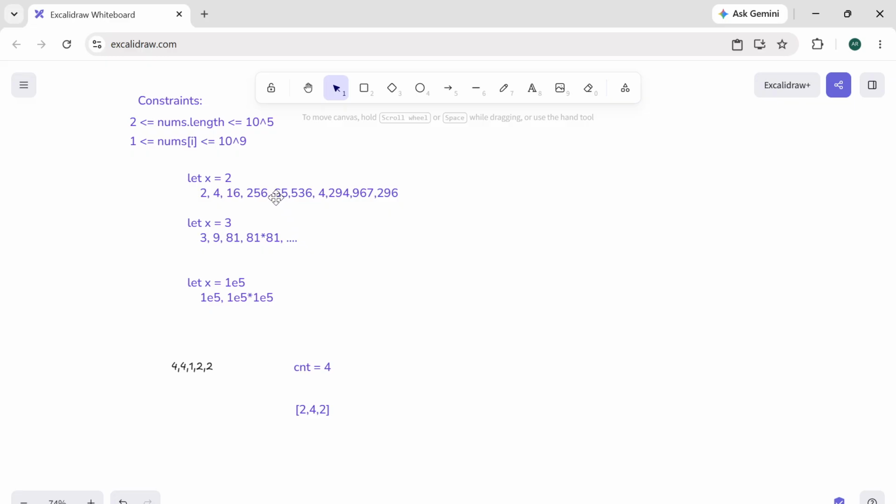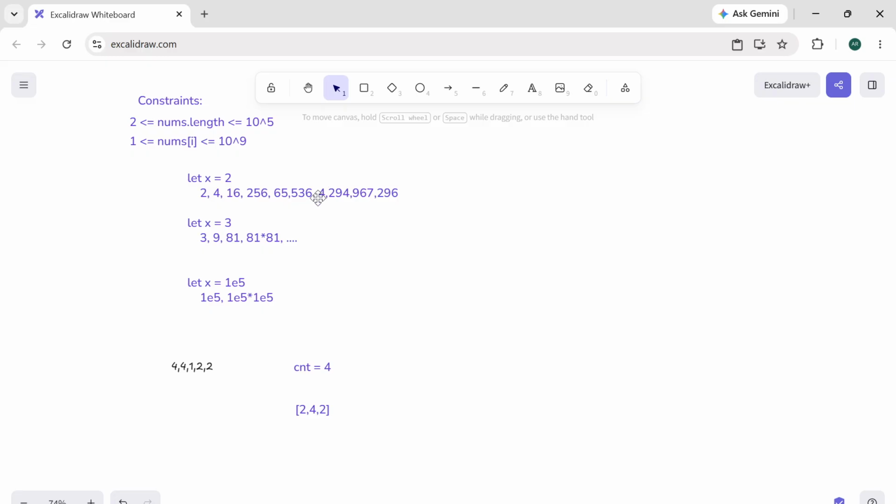So let's say you have 2, 4, 16, 256 also present, and all of their frequencies are twice. So let's say till here, 0, 1, 2, 3 and 4, the frequency of all the elements in the array is at least 2. When you multiply this value again with this, you would end up with this, right?